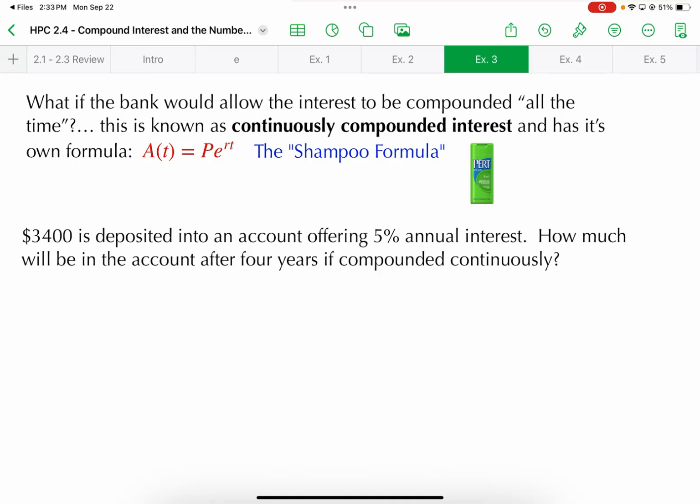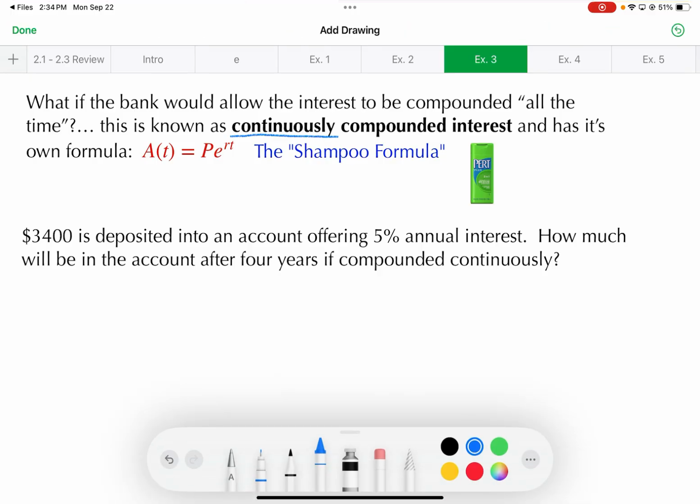Okay? And here's where we see e come into play. We have a special formula for continuously compounded interest. It's A of t equals our principal P times e raised to the power of rt. I like to call this the shampoo formula because the letters are P-E-R-T. That spells Pert. Pert is a shampoo. I don't know if that's still around, but when I was growing up, Pert Plus was a pretty popular shampoo. Okay, so anytime I see the words continuously compounded, I'm using the shampoo formula. I'm using Pert.